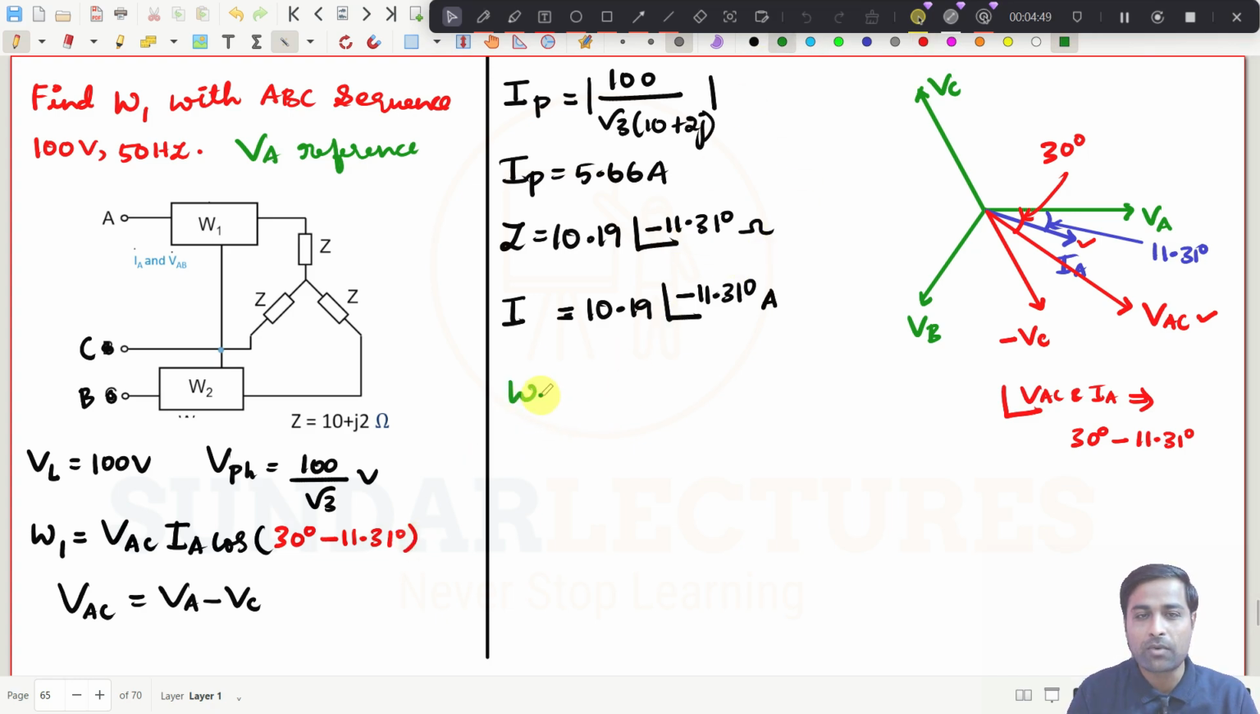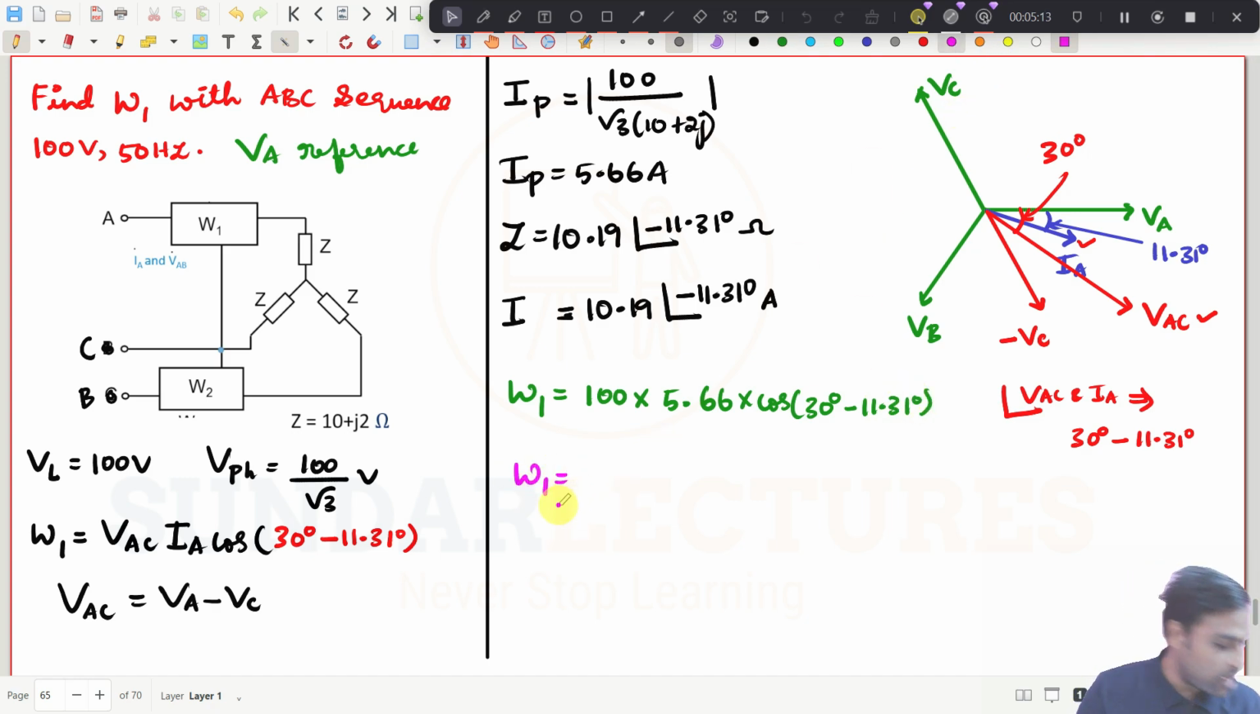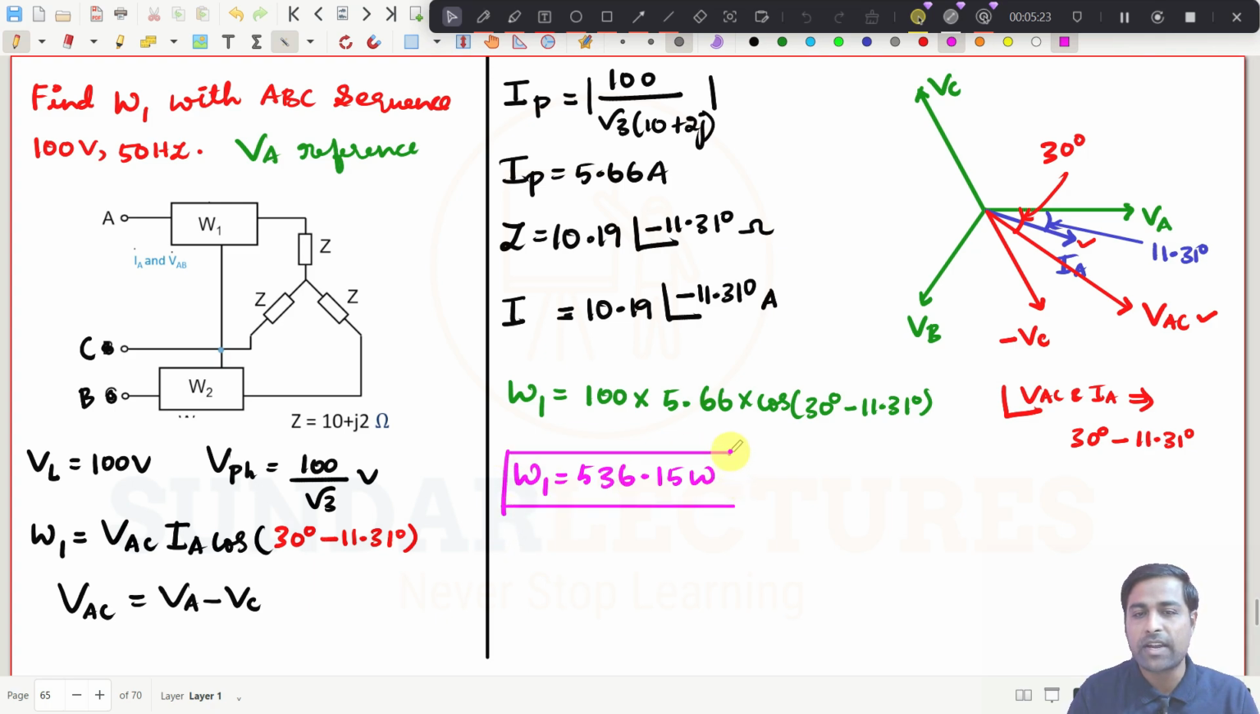So what we will do now, W1 is equal to VAC. Again, this is line voltage. This will be 100, multiplied by the current, phase or line current, both are same, 5.66, multiplied by cos of 30 degree minus 11.31 degree. If I simplify this, I am getting 536.15 watts. So this is the final answer.